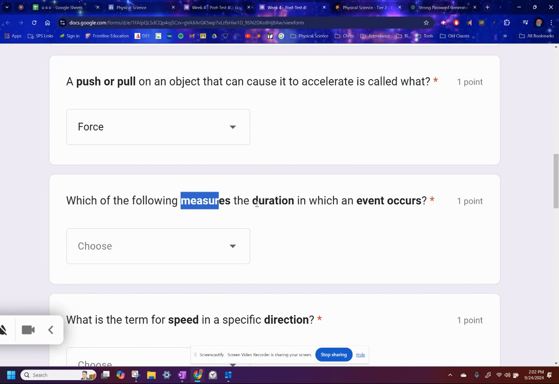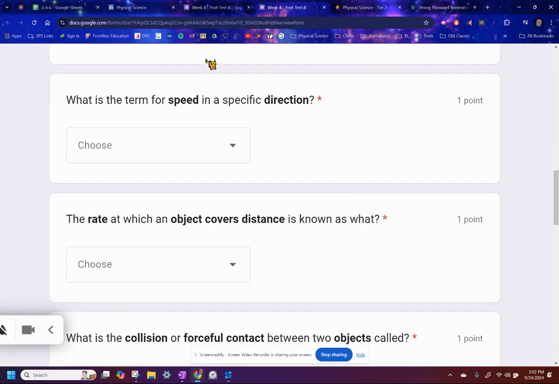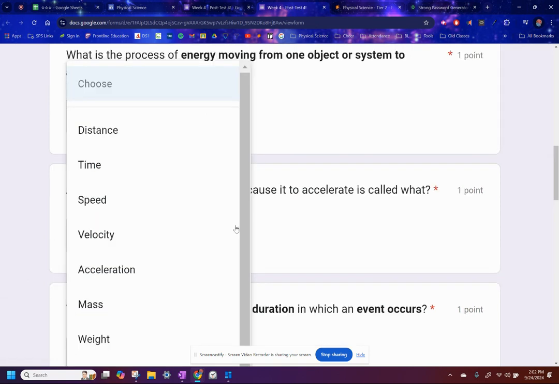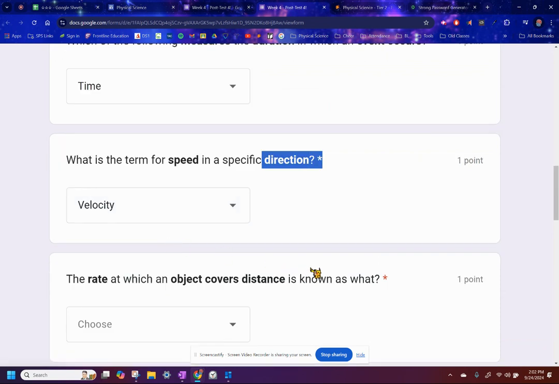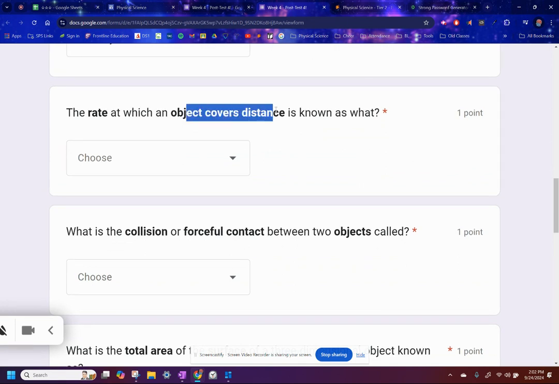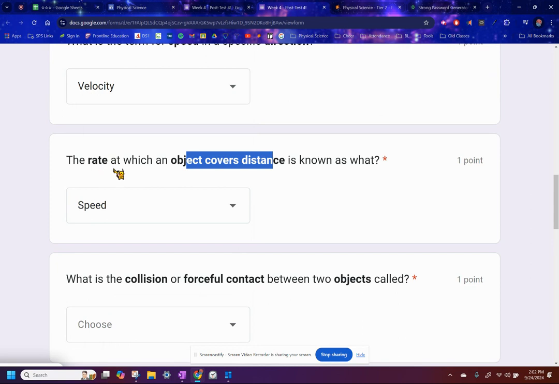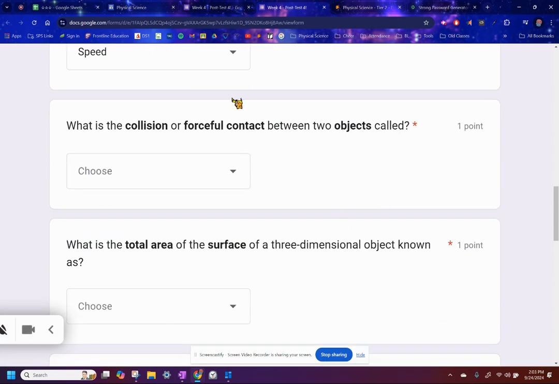The following measures the duration of an event. That's going to be time. What is the term for speed with direction? That one's velocity. The rate at which an object covers a distance. That's going to be speed. Rate at which an object covers a distance. Distance divided by time.